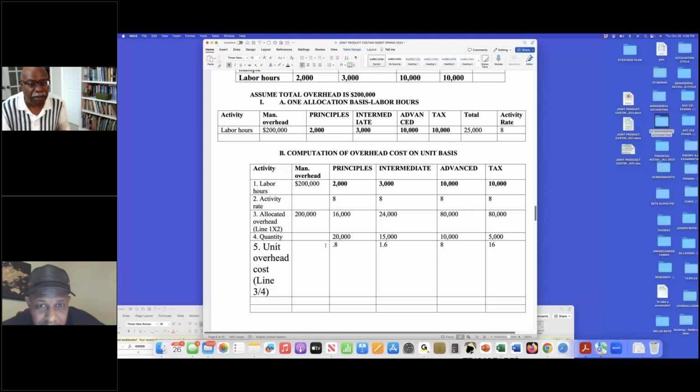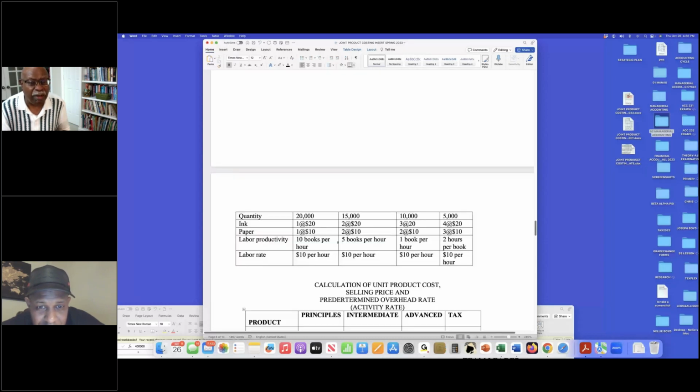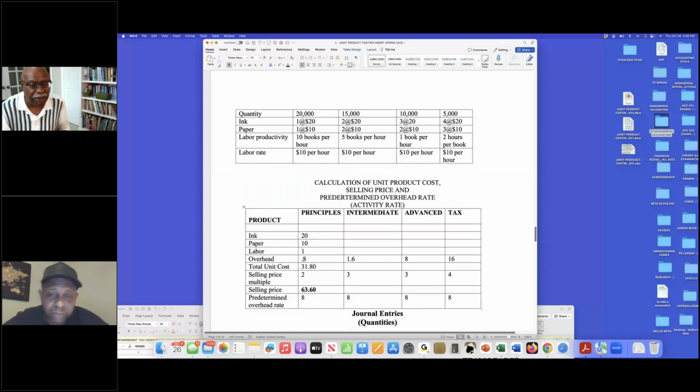We're gonna bring it right here. Then we're gonna add up ink, paper, labor, and overhead. That's what we've been doing for the last 2 or 3 weeks. We just got 4 books. So the principal's book is 31.8, selling price multiple 2, so the selling price is 63.8, and the predetermined overhead rate is 8 all the way across.